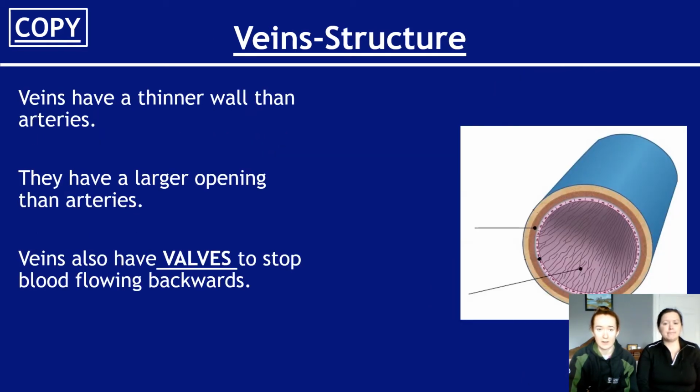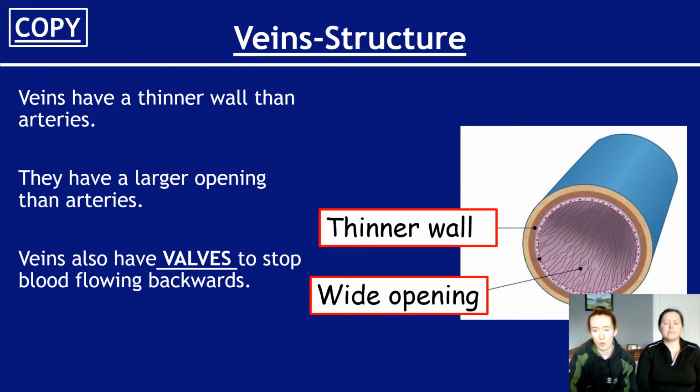Okay, so our next one is veins. Again, you can see a picture here, and now you can compare that to the artery structure that I've just discussed. So you can see these have a much thinner wall. So that ring around the outside is much thinner than the one in the arteries. And again, I would say go back, look at them, compare them to each other. As a result of having a thinner wall, that means the middle bit is much, much wider. So they have a much larger opening in the middle, so a much larger space for blood to travel through.